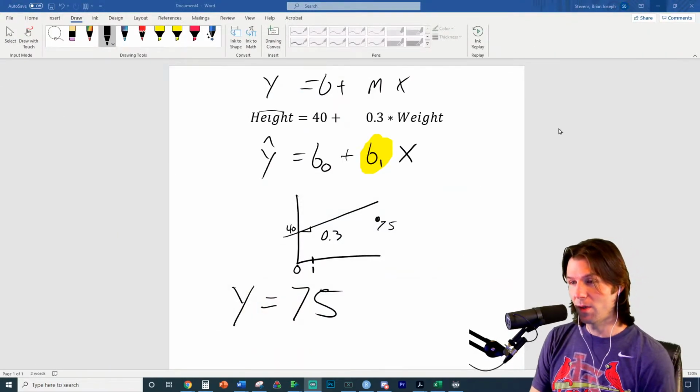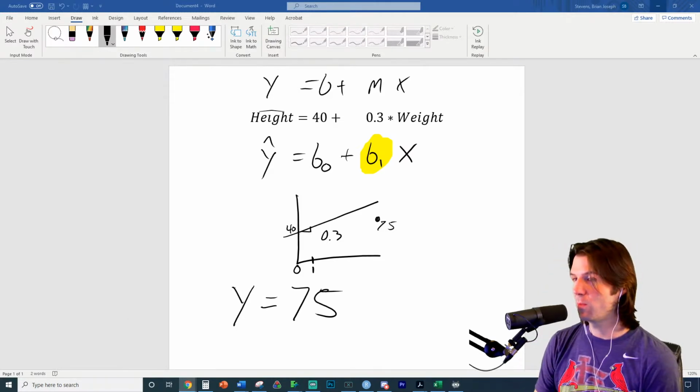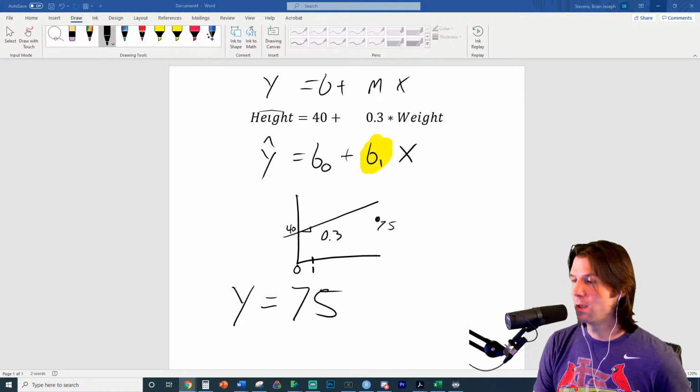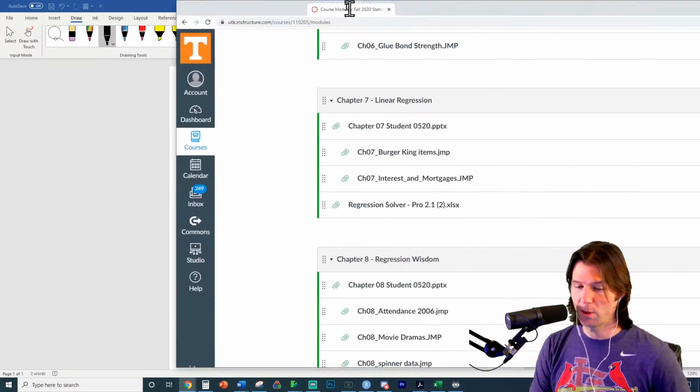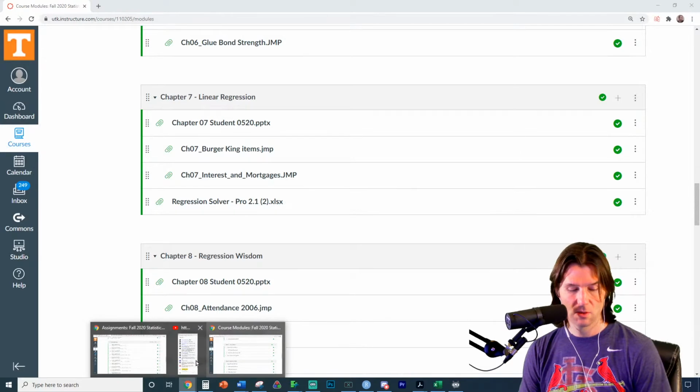But yeah, where in Canvas is the regression solver? It should be under modules. Here, I'll show where it's at. And I know our class has the updated one. Please email me if you don't have the updated one. Regression Solver Pro is right here under the section we're doing. So that's where it's at.